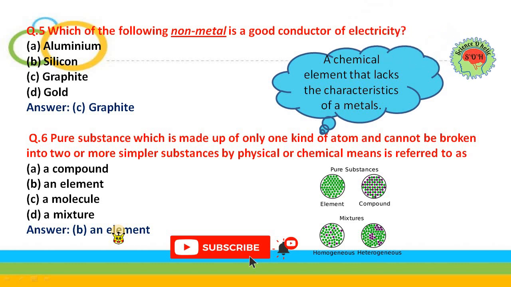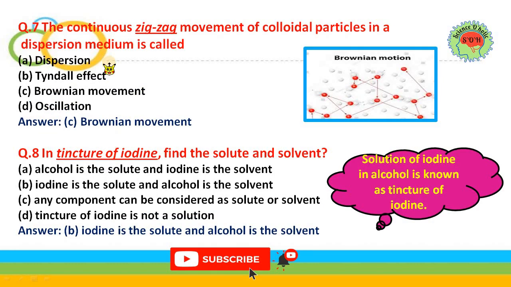So let's see question number 7. The continuous zigzag movement of colloidal particles in a dispersion medium is called. Now, a zigzag movement of colloidal particles in any dispersion medium, this effect you might have seen in your books, is Brownian motion.